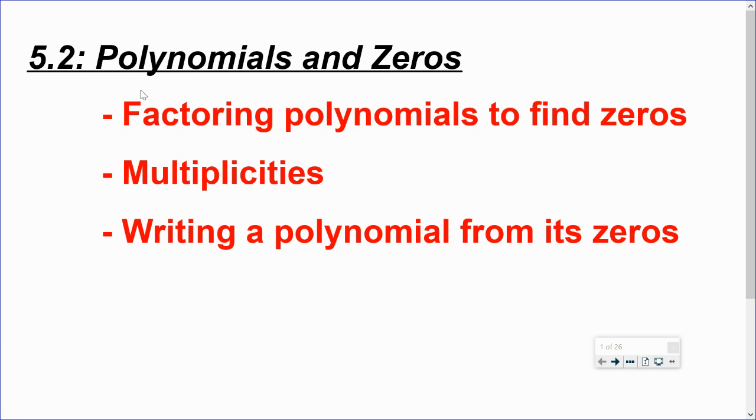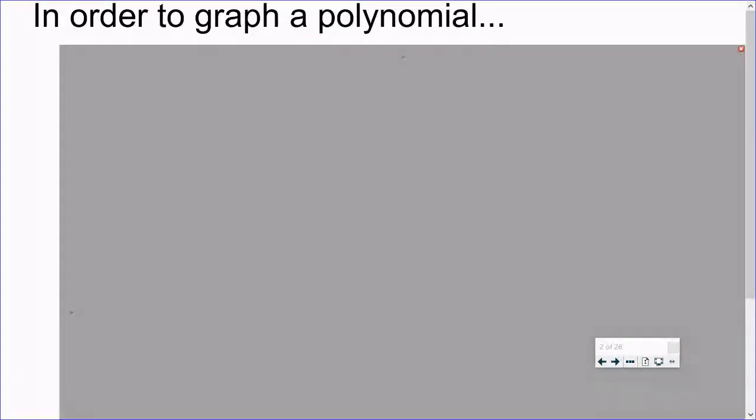Okay, 5.2, polynomials and zeros. So we're going to work with factoring polynomials and finding the zero multiplicities. That means how many zeros there are, and we're not going to necessarily worry about writing them. So here's the cool part about this.